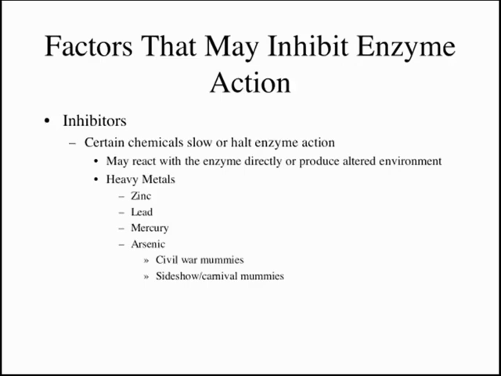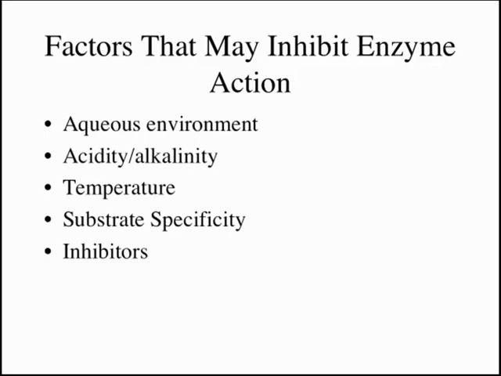Now, certain chemicals can be inhibitors as well. They can slow or halt enzyme action. They may react with the enzyme directly or produce an altered environment, such as many of the heavy metals that we mentioned: zinc, lead, mercury, even nickel, arsenic. Good examples of these heavy metals, where enzyme activity has been halted and mummies were made, are Civil War mummies and sideshow or carnival mummies. There are also medical mummies that were made in mercury solutions and arsenic solutions, and we'll be talking about those a little later on in the course. So heavy metals can disrupt enzyme activity.